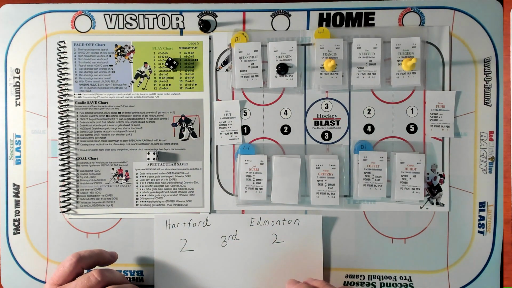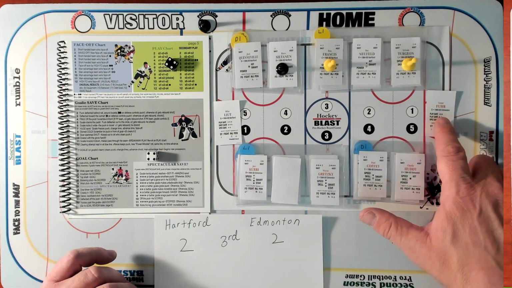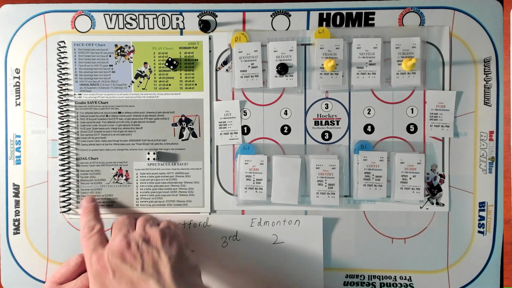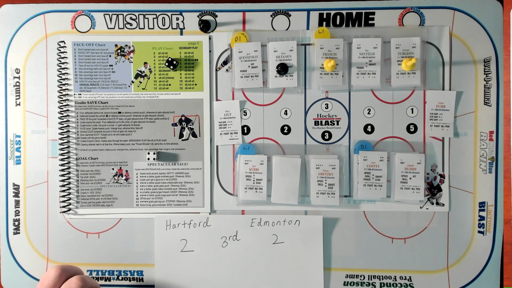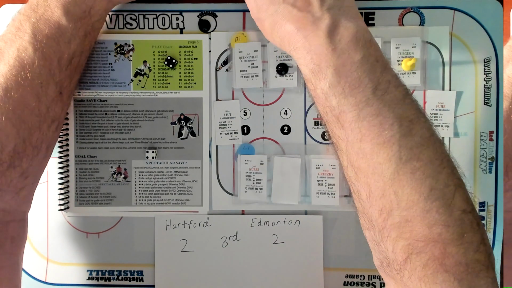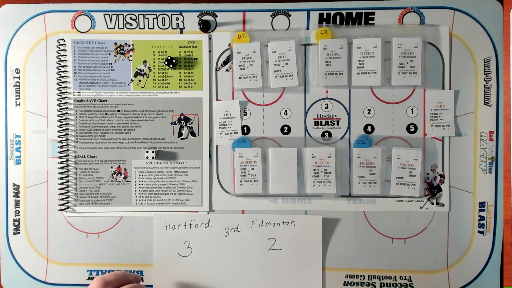Wow. 4, 4. That's over Fear's play save. 8. One-timer, he scores. So we got a score by Sultanen. These penalties have really been tough on the Edmonton Oilers. A goal by Sultanen. Assists by Francis and Turgeon. That makes it 3-2 Hartford. So now we have a 3-2 game.